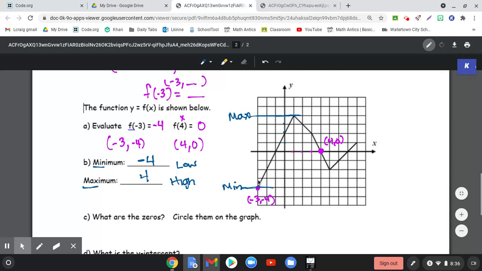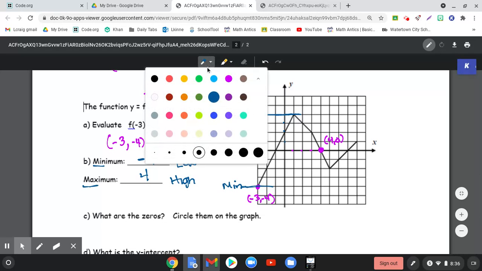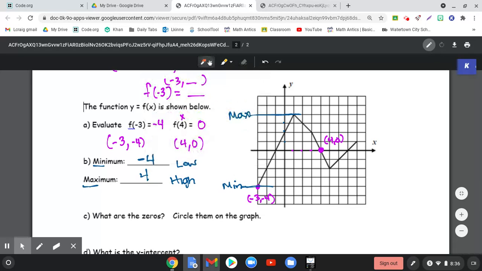And I like to label it like that. That'll help us when we figure out our range. What are the zeros? Circle them on the graph. All right, so let's go with orange, I guess. So zeros, remember that's where it has a height of 0. So right here, I'm going to circle it.